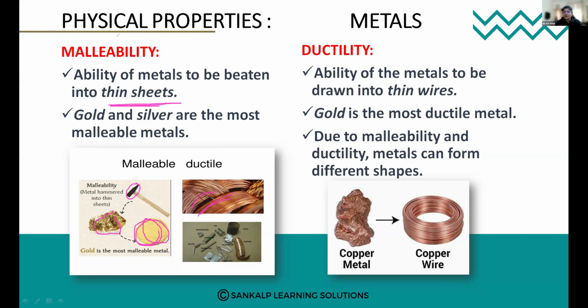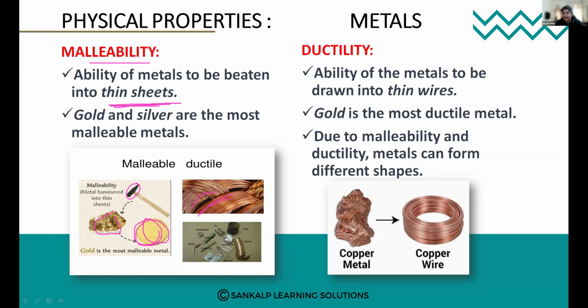So what is malleability? It is the property of metals so that they can be converted into thin sheets. Remember this, very important. Malleability means the property of metals where they can be converted into thin sheets. What are the best examples of malleability? Which are the metals? Gold and silver. Gold and silver are the most malleable metals. So remember this example, and don't get confused about malleability.